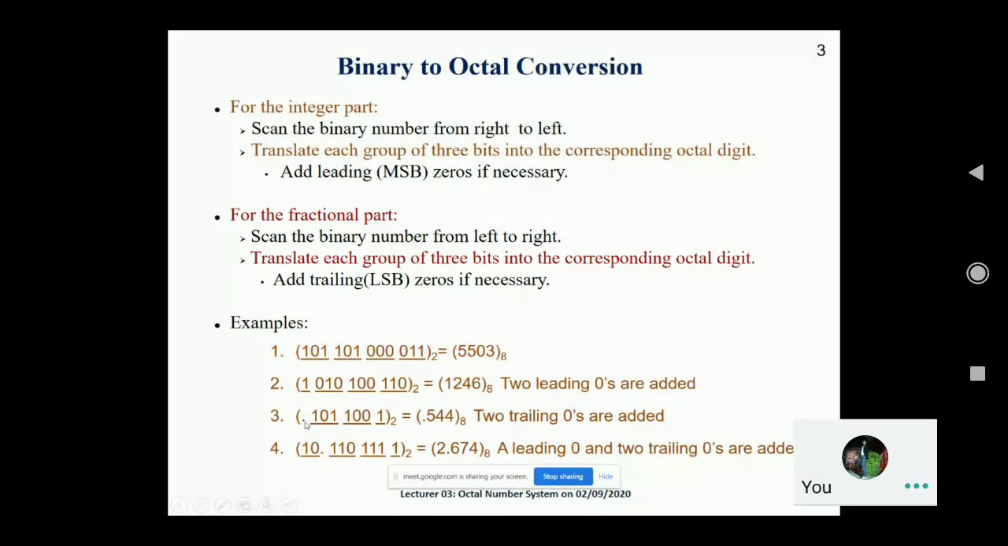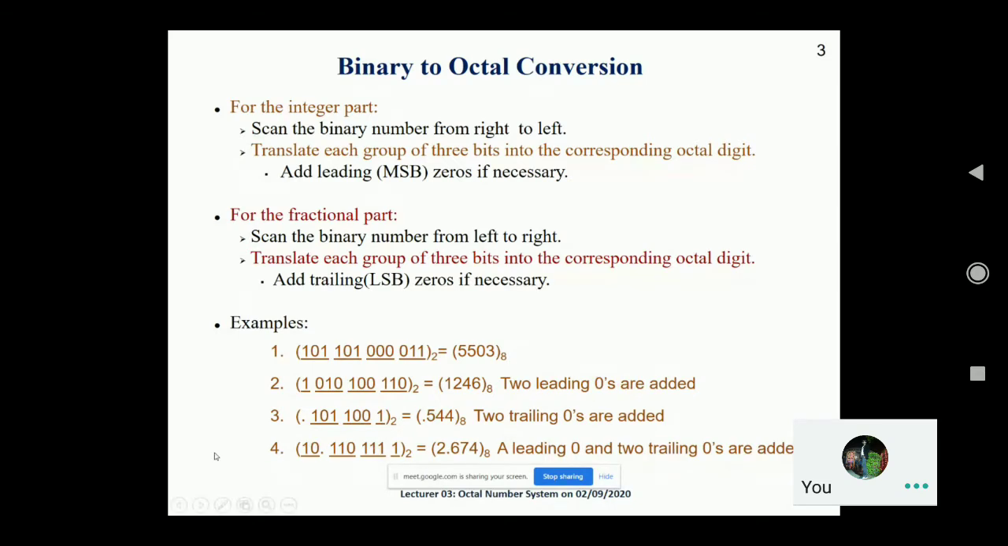See, here is the fractional part, because before the binary numbers we are using one particular point, so automatically you can understand this is the fractional part. When we are talking about the fractional part, see here, point number 2, the first sub-point is: scan the binary numbers from left to right. We are reading three bits. 101, it is okay. 100, it is okay, but only 1 is remaining. So this particular one we are making to 3 bits. This is the rule when we are converting binary to octal.